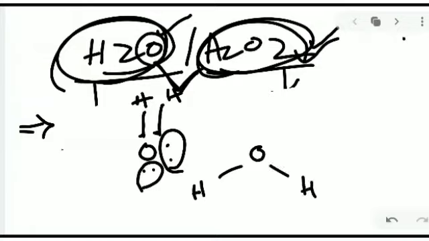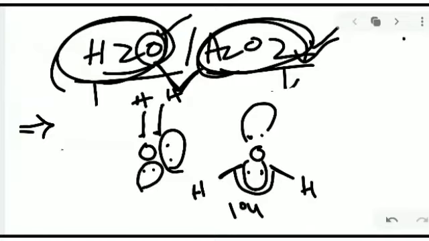We can write it like this: 2 lone pairs and 2 bonds. This is the angular, bent shape, so the geometry is angular. The bond angle of the water molecule is 104.5 degrees. So this is the formation of water.